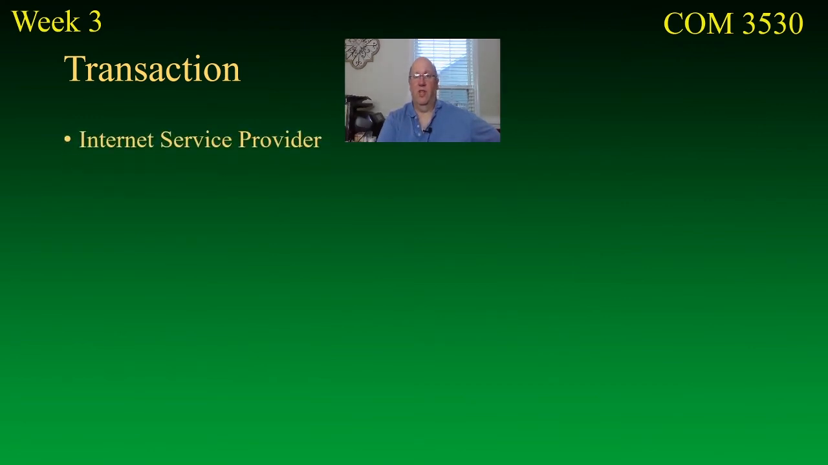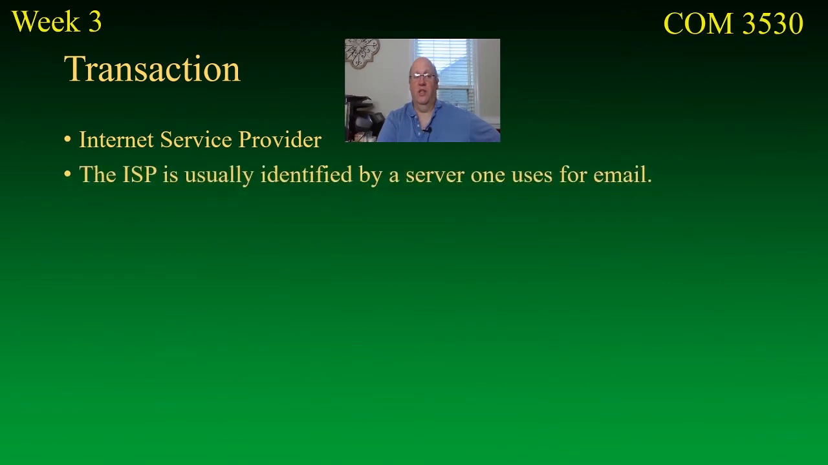So the first thing to understand is what the internet service provider is, because this is important to the idea of the client-server relationship. Now, the ISP is usually identified by a server one uses for email. And that's important to understand. For example, if your email address ends with methodist.edu, that means that when you surf the internet, you're going as methodist.edu. That's where all of your requests are coming from. And that's where they're all going back to.